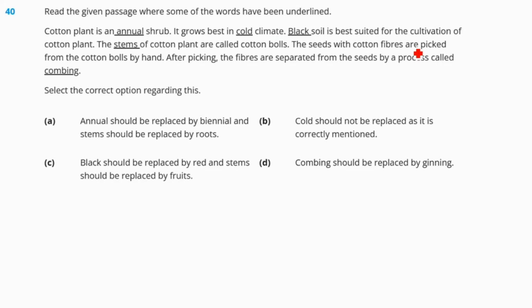The seeds with cotton are picked from the cotton bolls by hand. Yes. After picking, the fibers are separated from the seed by a process called combing. No, it is ginning. Select the correct option. Annual should be replaced by biennial and stem should be replaced by root. Wrong. Perennial should not be replaced as it is correctly mentioned. Black should be replaced by red and stem should be replaced by fruit. Stem should be replaced by fruit, but black should not be replaced by red. No, it is wrong. D is combing should be replaced by ginning. Correct. So our correct answer is option D.